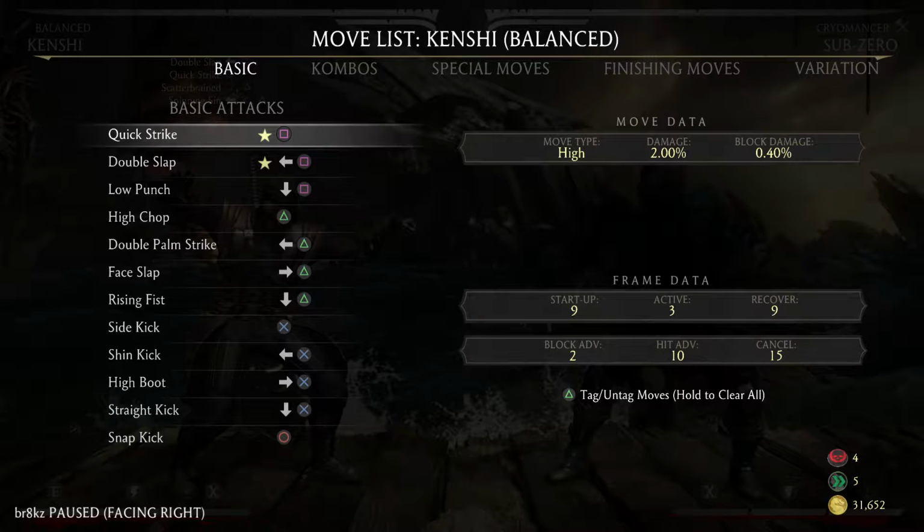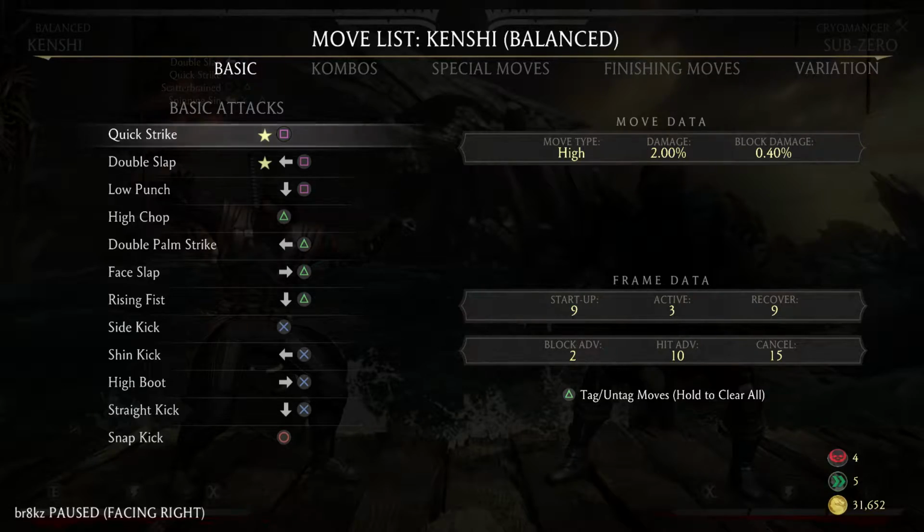Block advantage is the amount of frames you have after blocking an opponent. You either have an advantage or a disadvantage. With this move, with square, with 1, we have an advantage because there's no minus in front of the 2. So if we were to just press 1, we gain a 2 frame advantage. Hit advantage, that's the advantage you have if you were to hit your opponent with that move. Cancel, those are the amount of frames you have available to cancel your move into a special move.